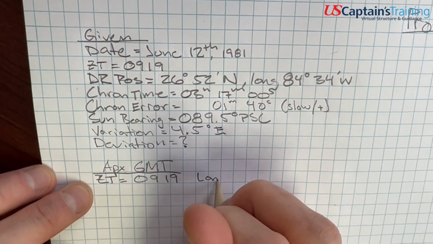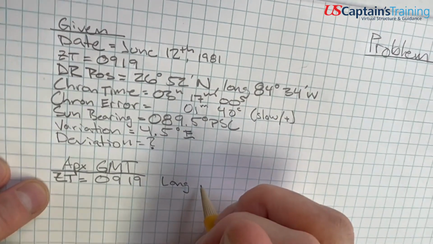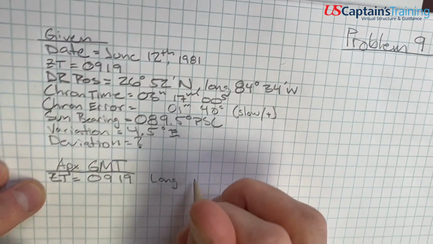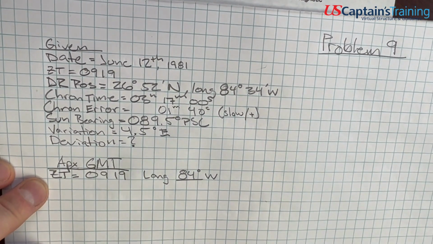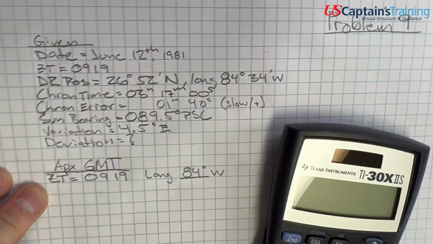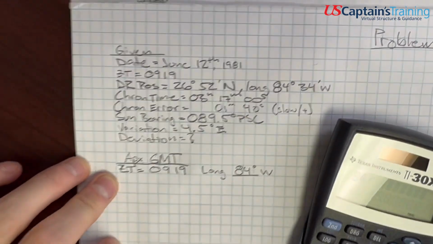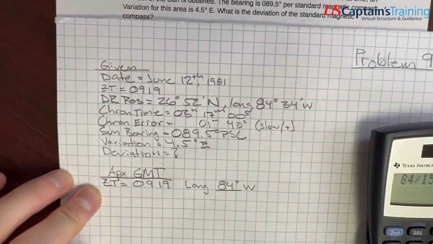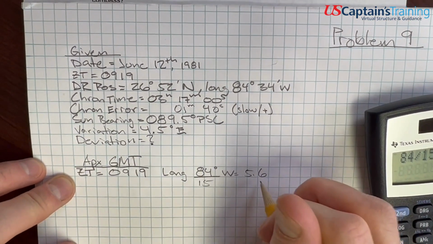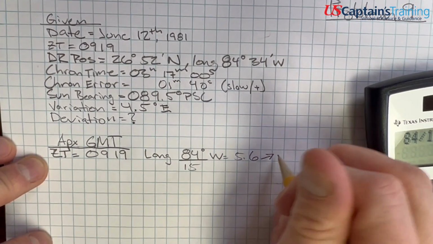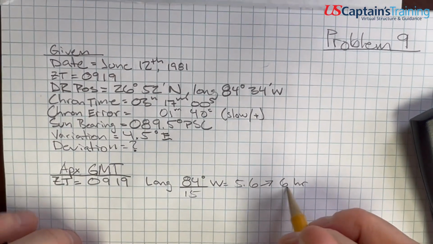And then we can take our longitude, because we're trying to get to the Greenwich Mean Time, which is at the prime meridian. So our longitude, which is 84 degrees to the west, we divide it by 15. There's 15 degrees in each time zone. So 84 divided by 15 equals 5.6. And we always need to round to the first whole number. So that's 6 hours.